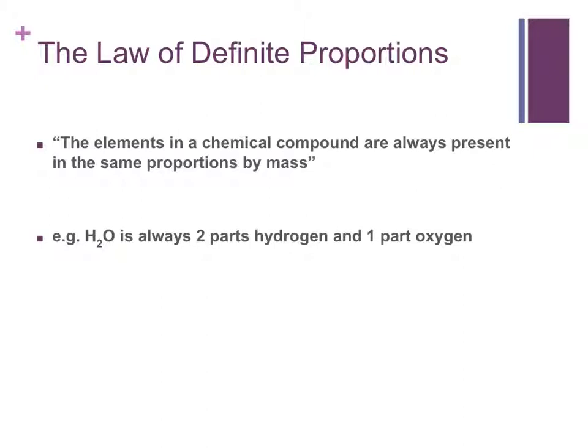What that means is, for example, water is always going to be 2 parts hydrogen and 1 part oxygen because there are 2 atoms of hydrogen for every 1 atom of oxygen. And we know that each of these has a molar mass associated with them, meaning that they're going to be with the same proportions by mass as well.